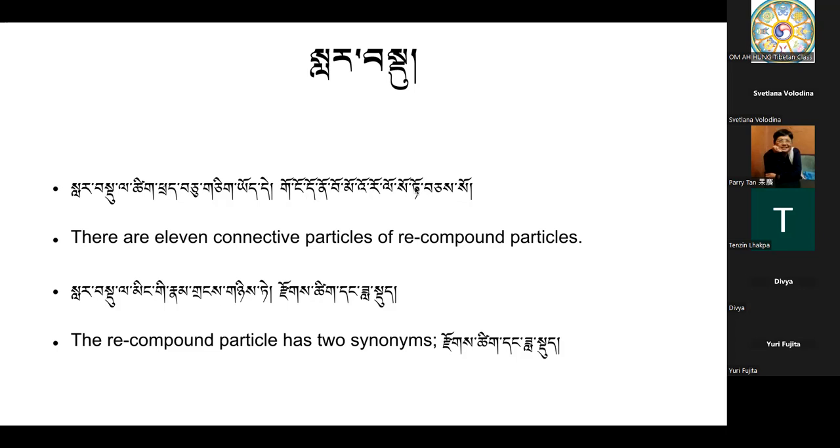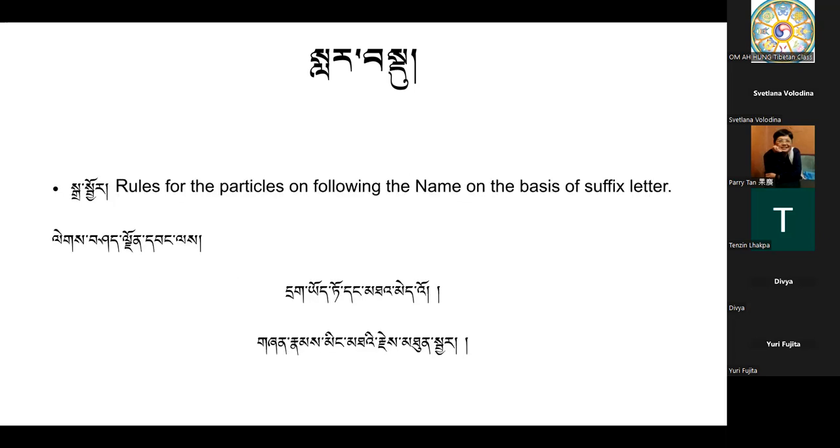Okay, so there are 2 synonyms for recompound particle: Dzogtsik, completion word, or Dadu, conclusion of narrative. Now comes the more interesting part, which talks about the Dajor. Dajor is the rules for the particles following the name on the basis of the suffix letter.